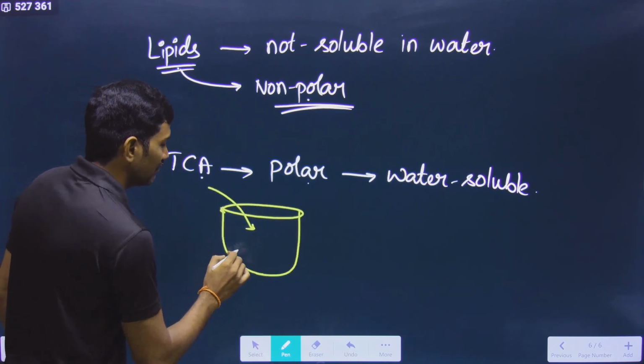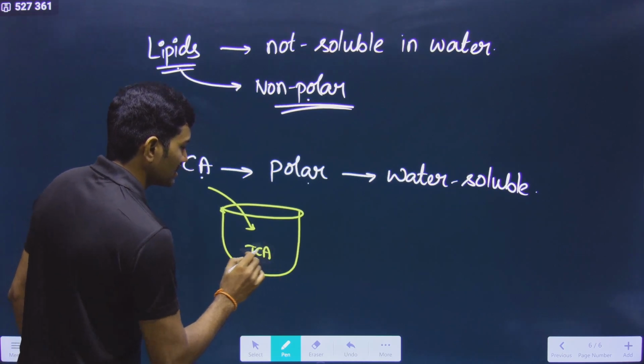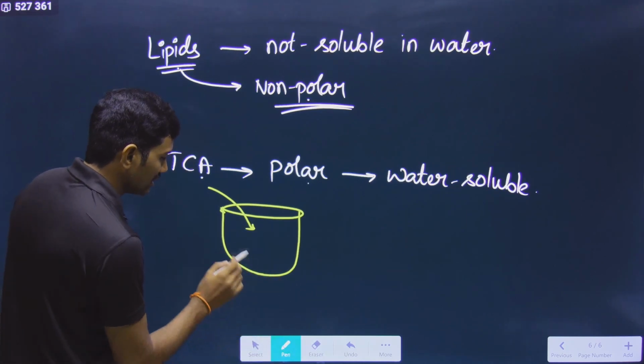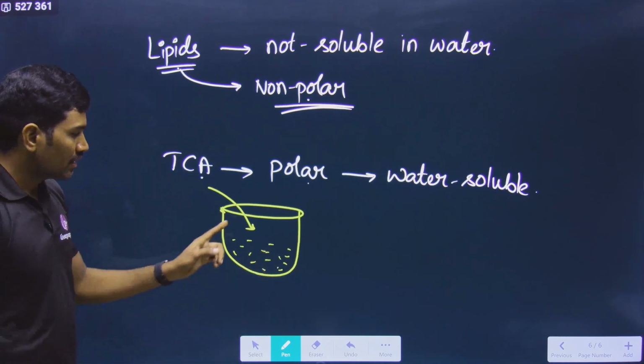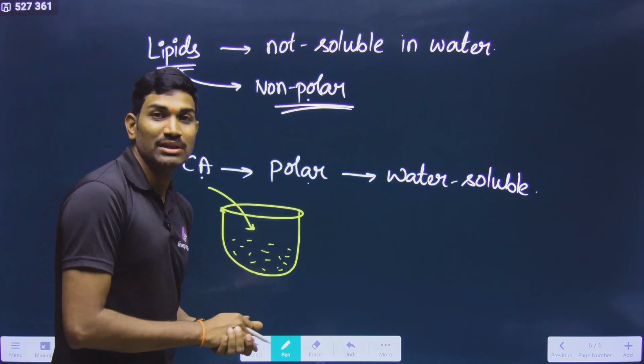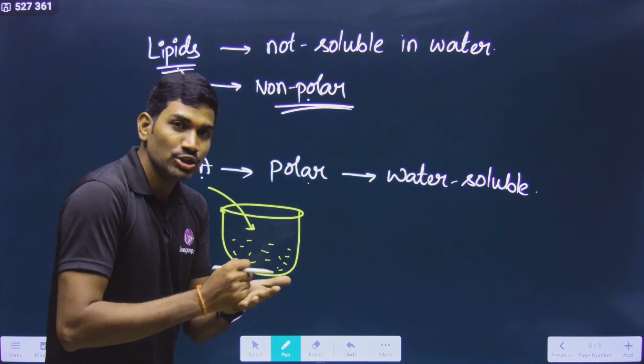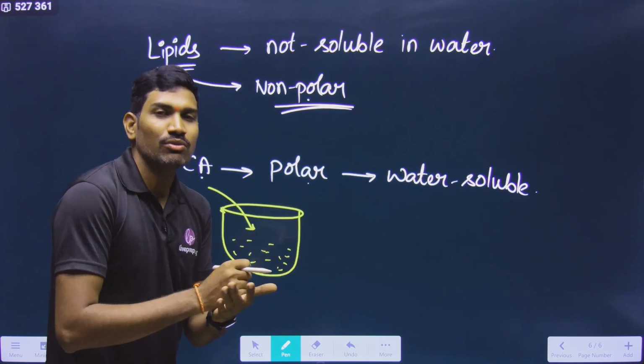In this beaker, we have added trichloroacetic acid. This is the trichloroacetic acid. Observe carefully. Now what happens? In this, we have already kept the tissue and we are breaking the tissue. And when we are breaking the tissue, what happens?